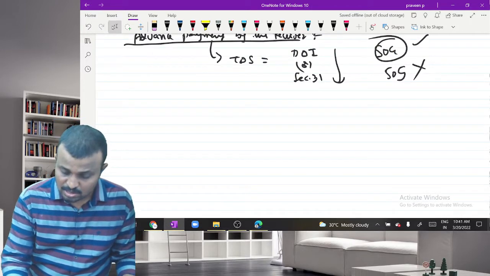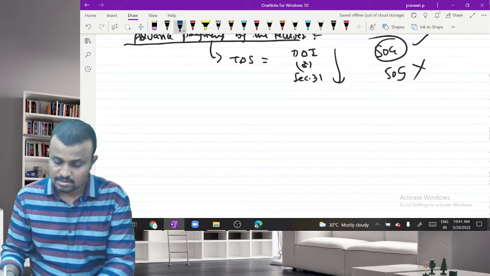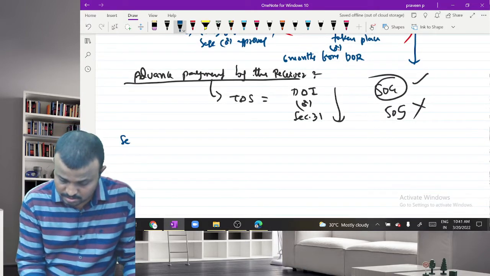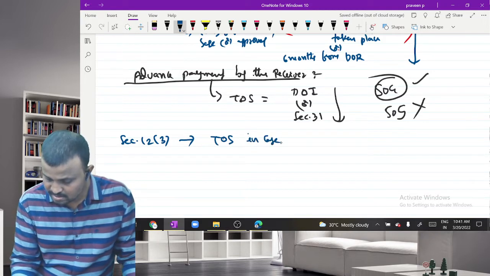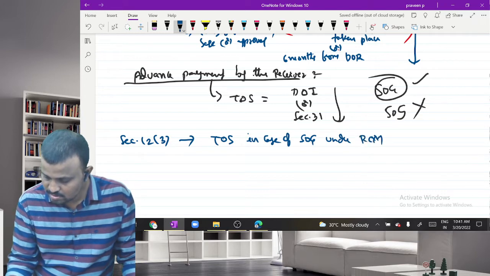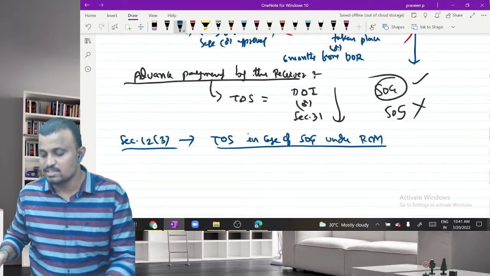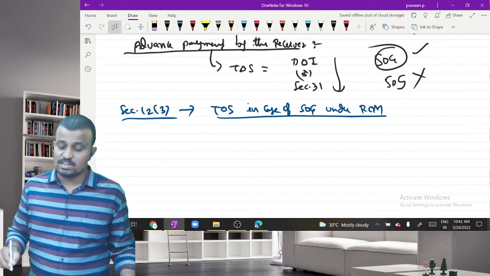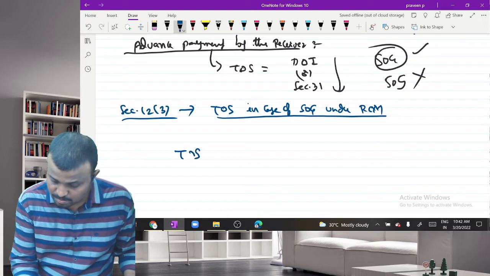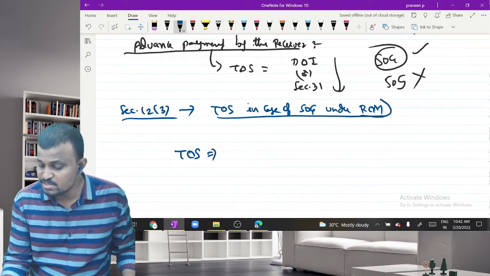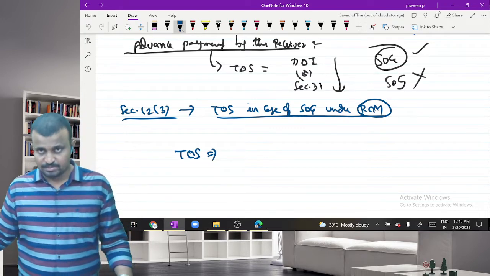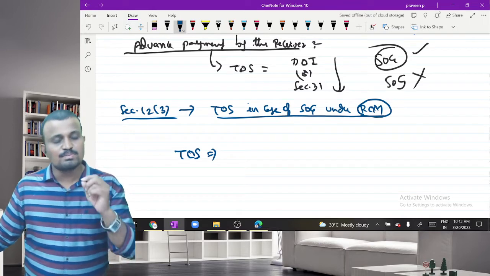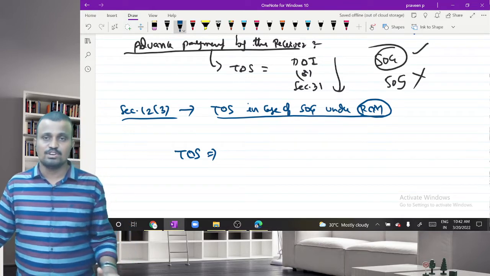Then coming to the next one, section 12(3) is nothing but the time of supply in case of supply of goods under reverse charge mechanism. Remember, in case of reverse charge mechanism, the payment of the tax is in the hands of the receiver, not the supplier. So we have to calculate the time of supply from the point of view of the receiver, not from the point of view of the supplier.